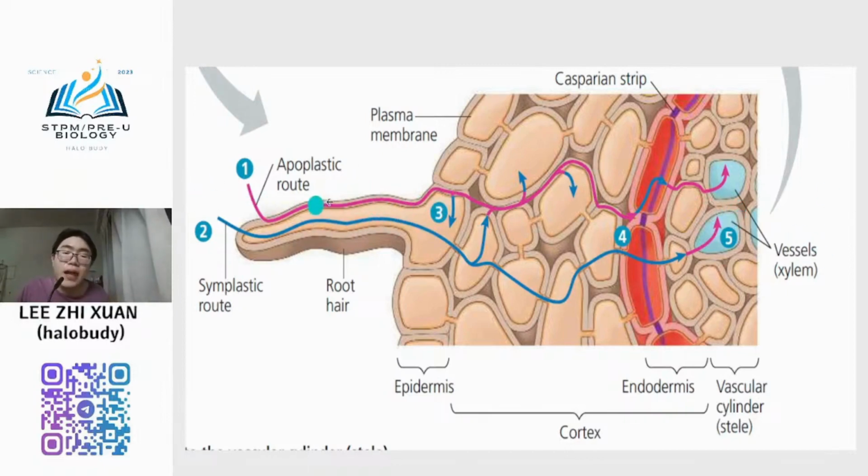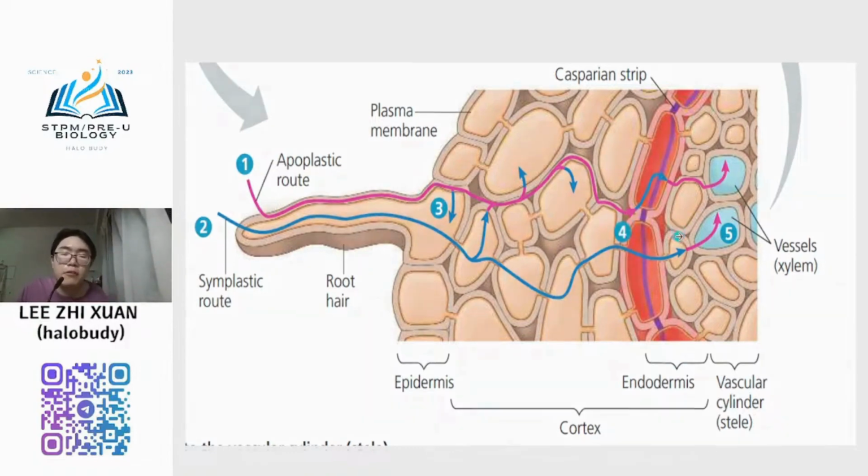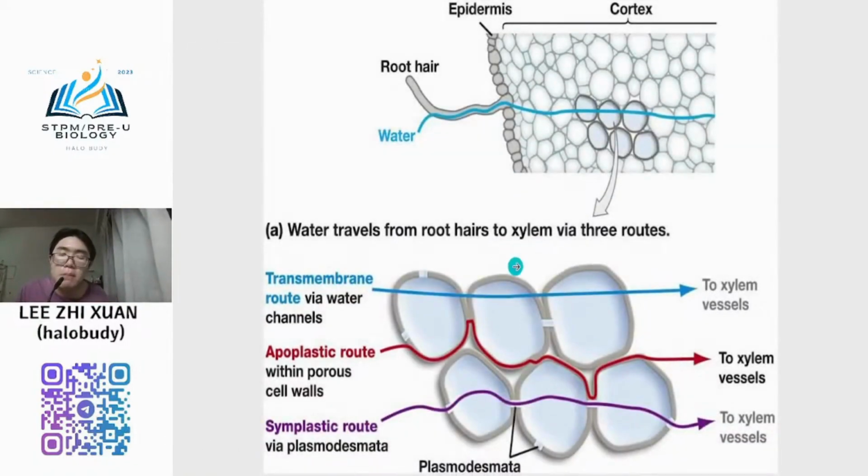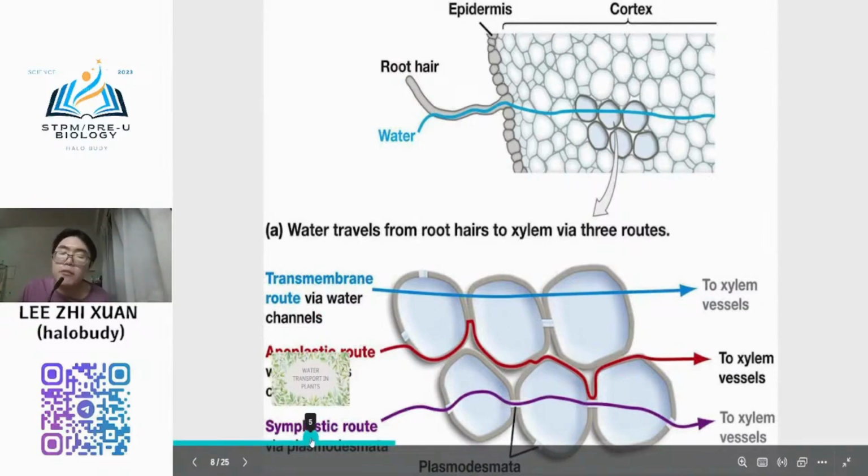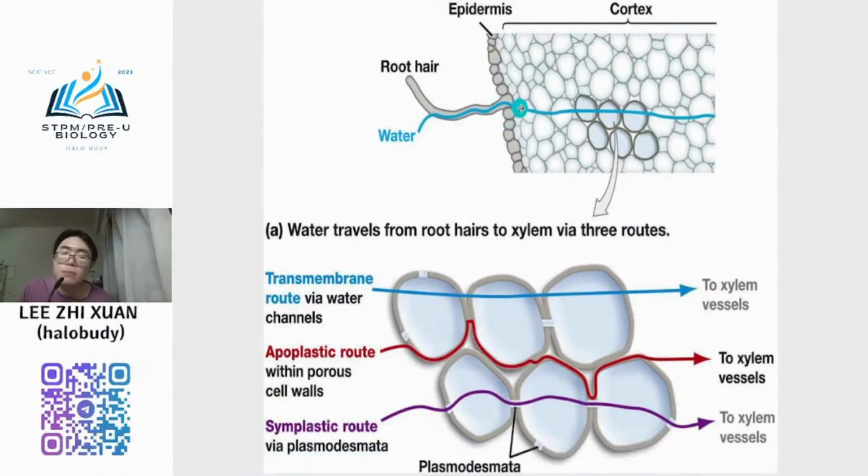So you see this diagram, there are three main pathways. One is the transmembrane pathway, or in our syllabus we know it as the vacuolar pathway. Another one is the apoplast pathway, and the final one is the symplast pathway. So what are their differences? The main role is to transport water molecules from the root hair into the root xylem vessel. Through the cortex tissue layer, the water molecule can enter the xylem vessel through any one of these three pathways.